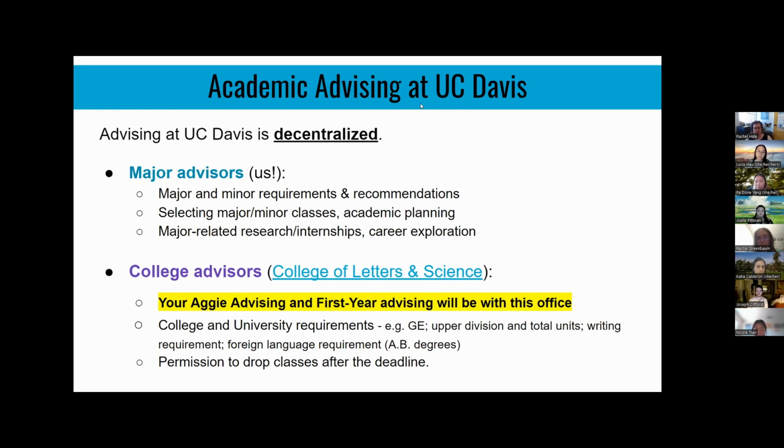And then for the college advisors, that's the College of Letters and Science. Your Aggie Advising and your first year advising will be with them, and they address any college and university requirements. For example, GEs, upper division and total units, as well as writing requirements and foreign language requirements. And they also help with permission to drop classes after the deadline.